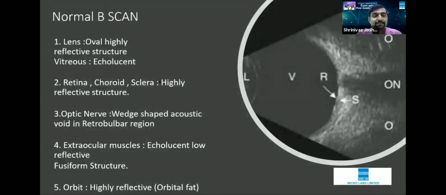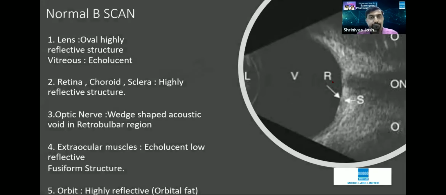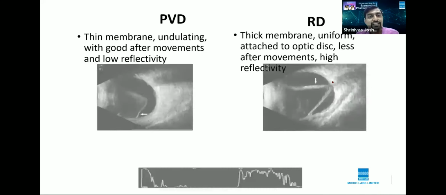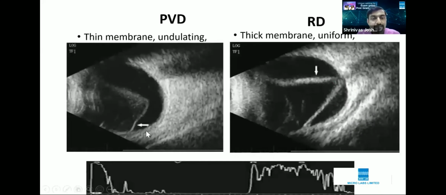So coming quickly, two slides about the B-scan. You must know the lens is a highly reflective structure, and then you have the vitreous, which is echolucent. Then come the retina, choroid, and sclera, which are again highly reflective structures. So how do you differentiate between PVD and RD?